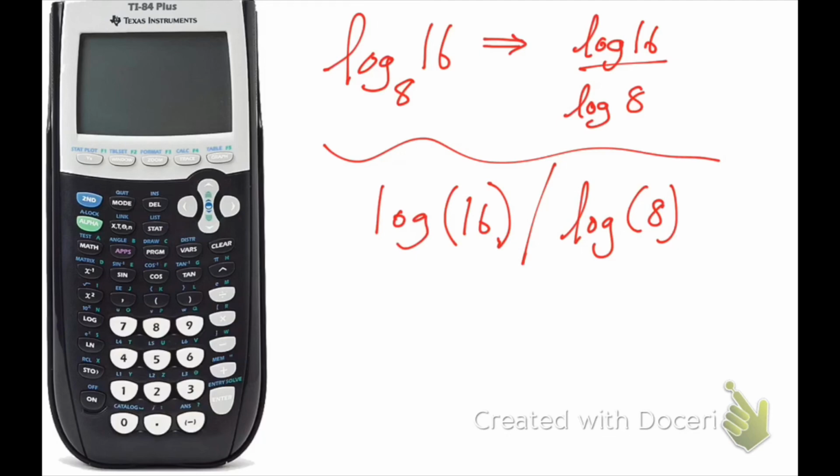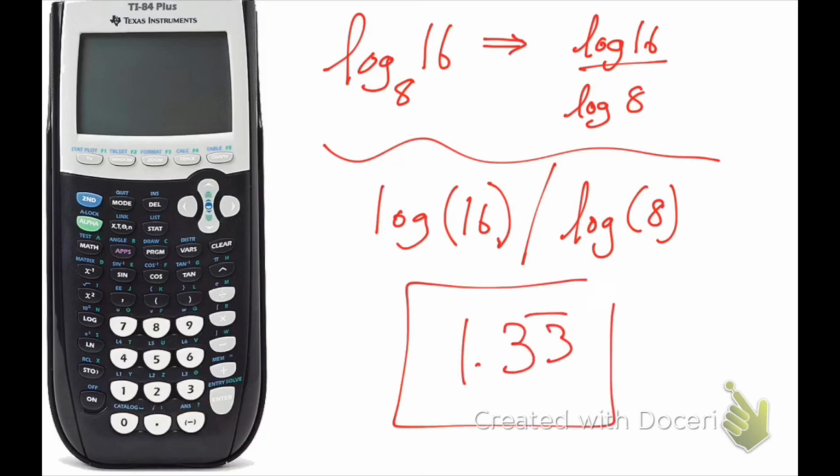Well, that is going to give you log of 16 divided by log of 8. Oops, just a second. Log of 16 divided by log of 8. It's going to give you 1.33 repeating. So that's how I'd solve that question.